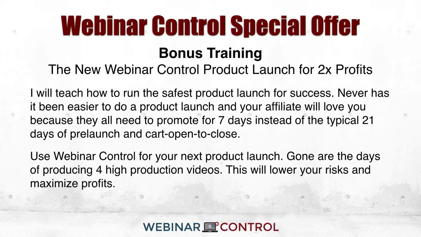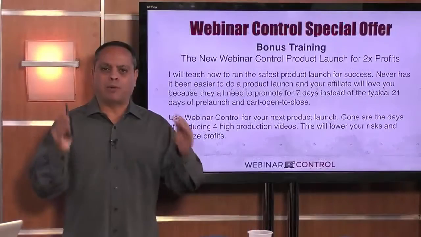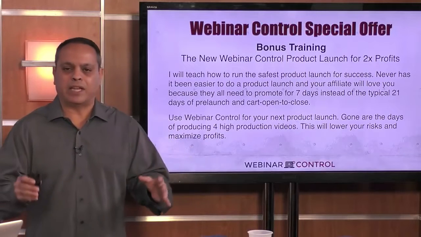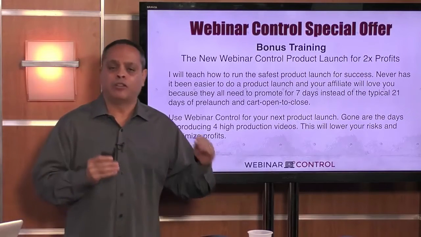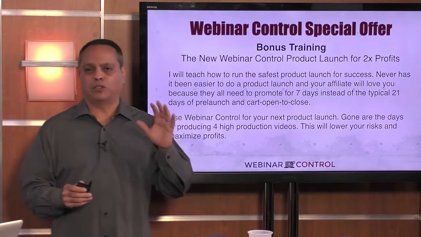Your affiliates will absolutely love it because they only need to promote for 7 days instead of the normal 21 days of a pre-launch and cart open, and they're making money as soon as they start mailing. Use Webinar Control for your next product launch. Gone are the days of producing high production pre-launch videos and a VSL. This will lower your risk, maximize your profits, get you to a product launch within 7 days instead of needing to prepare 3 months, and your affiliates will absolutely love it.